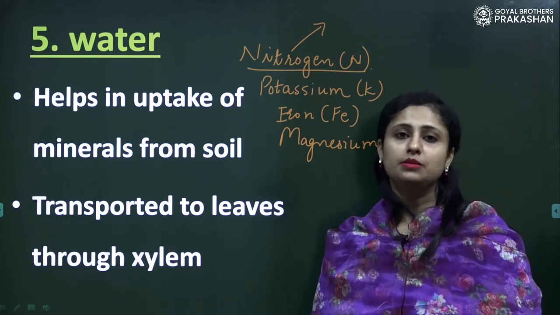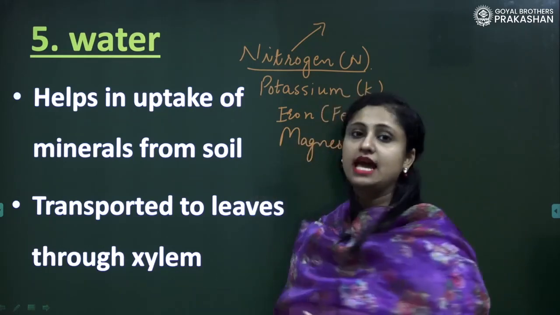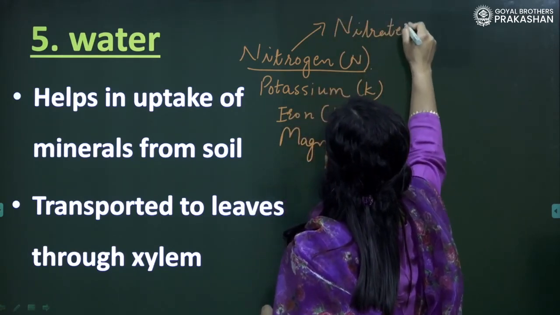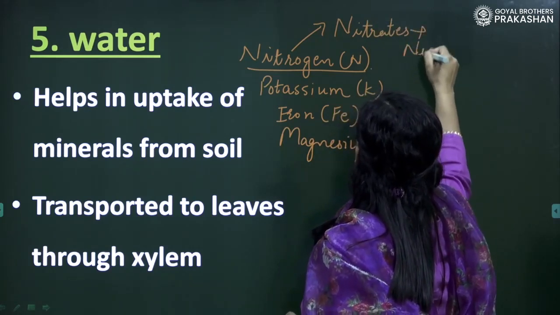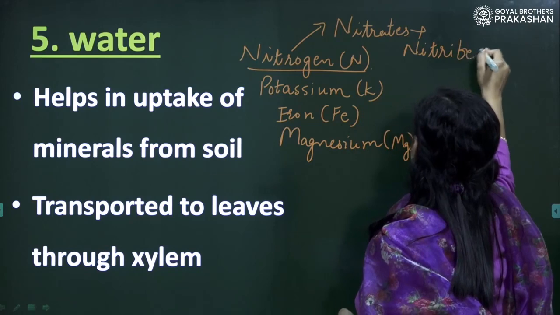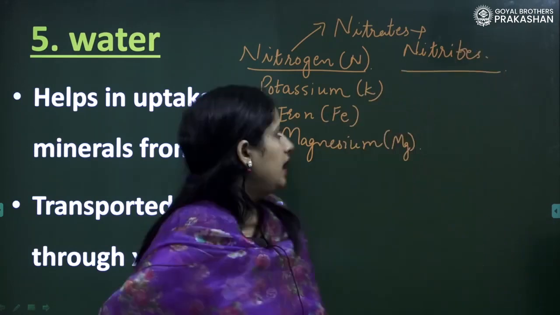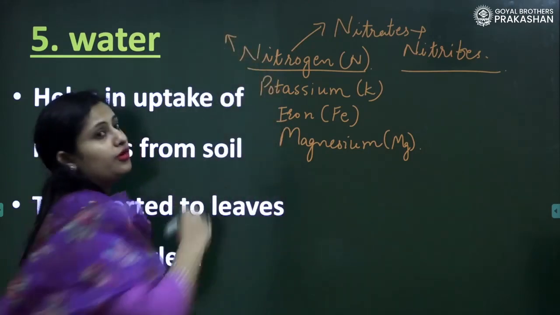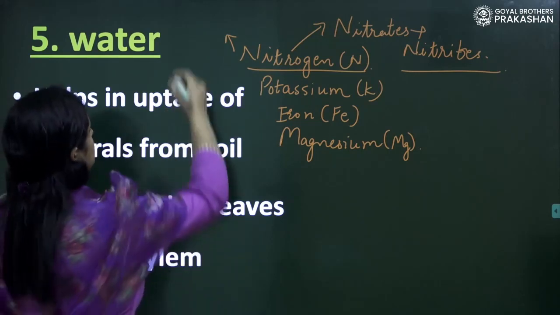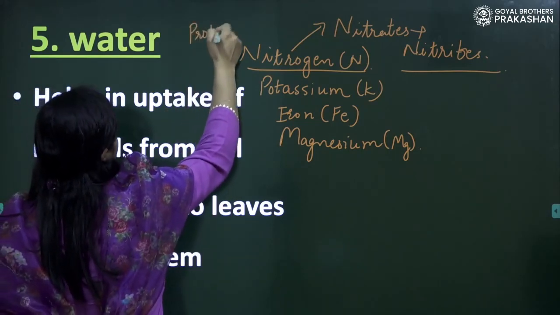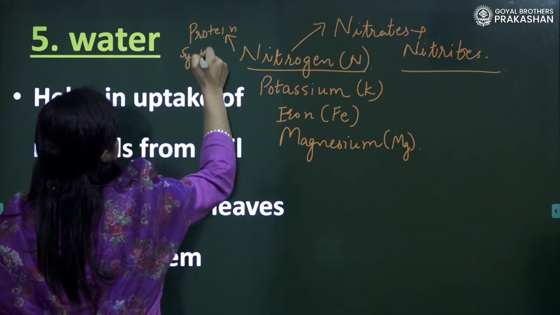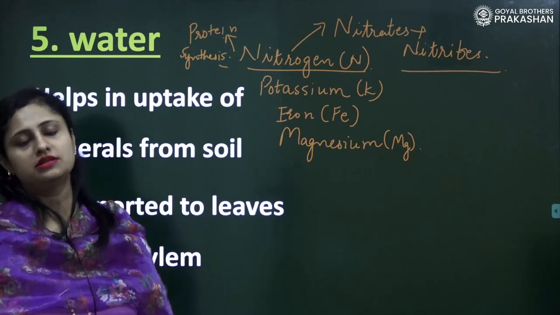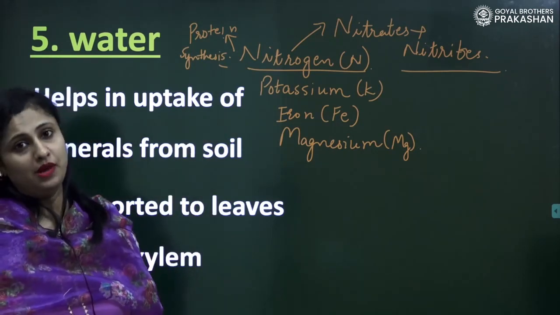Nitrogen is used up by the plants in the form of nitrates and nitrites. And yes, one important thing, that nitrogen is important for the plant to carry out the process of protein synthesis. For protein synthesis and some enzyme synthesis, the nitrogen is required by the plants.